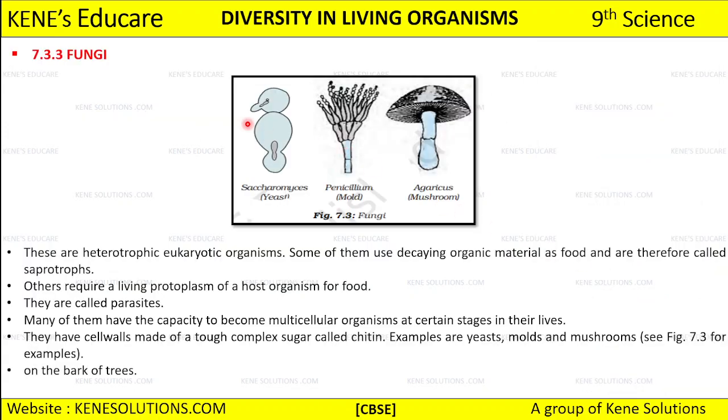After that, we have kingdom fungi to discuss. So we have yeast, mold, and mushroom. Yeast's example is Saccharomyces, mold's example is Penicillium, and mushroom's example is Agaricus. Okay. So see, fungi has all the organisms which are heterotrophic eukaryotic organisms.